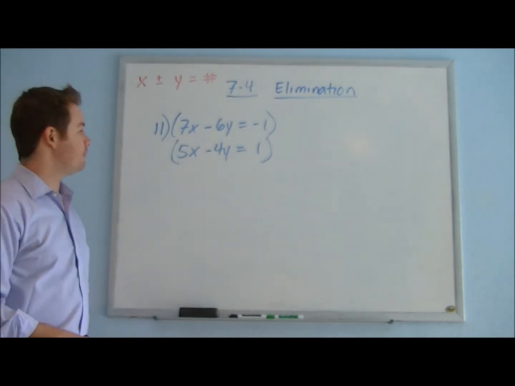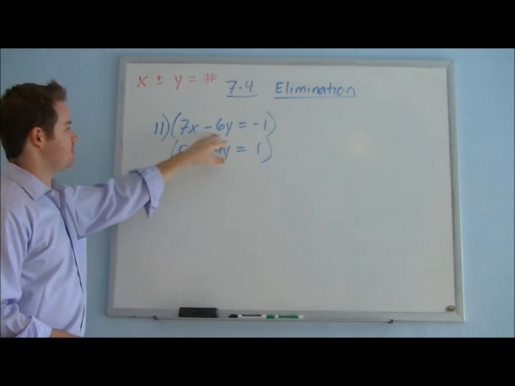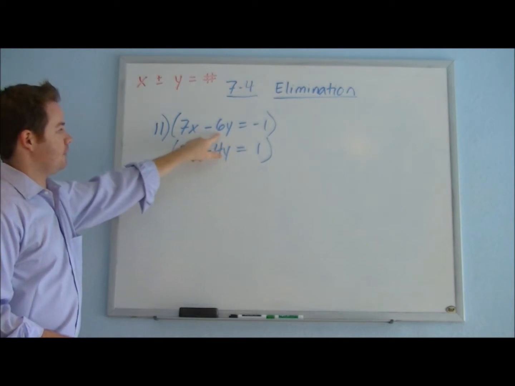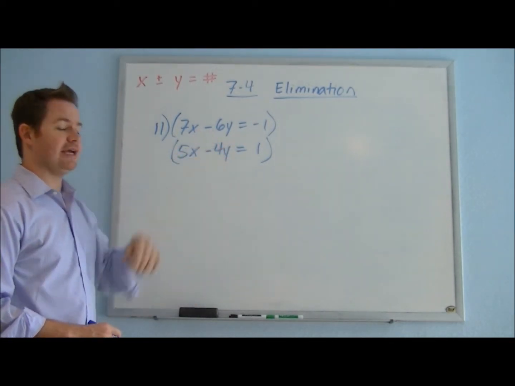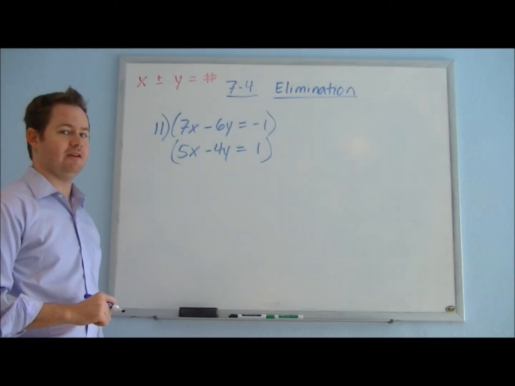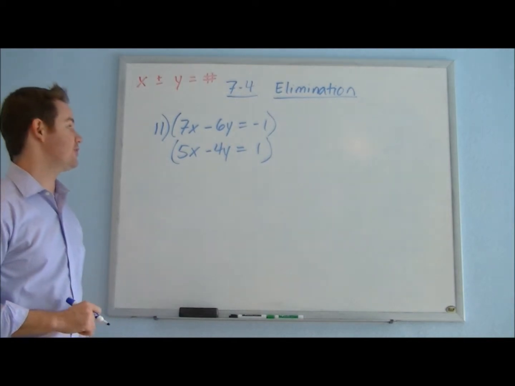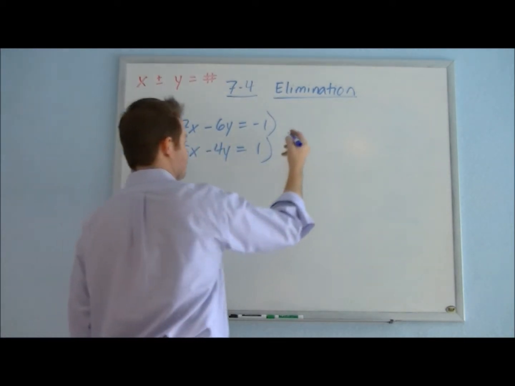and -12. So for this first equation, we have 7x minus 6y equals -1, and we want that coefficient to be 12. So what do we have to multiply a -6 by to get a positive 12? If you said -2, you're correct. We need to multiply -6 by -2 to get positive 12.